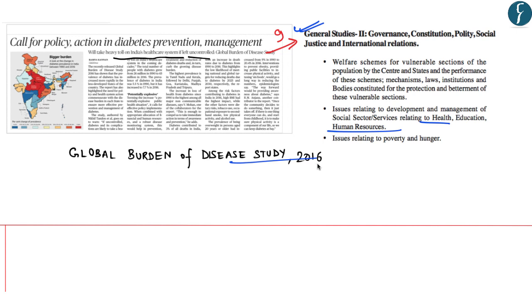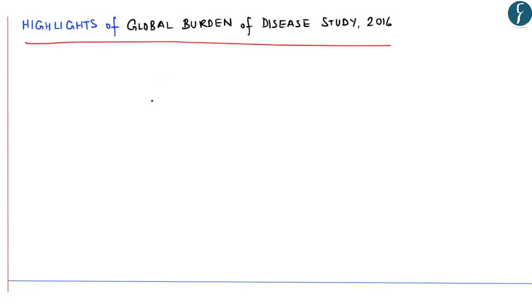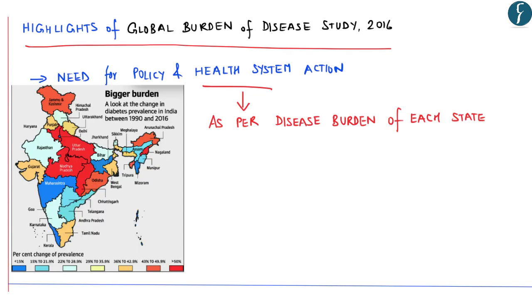So in this particular news, Global Burden of Disease Study 2016 has shown that prevalence of diabetes has increased more rapidly in India, especially in the less developed states of India. The report highlights a need for policy and health system action. And this need for policy and health system action must be as per the disease burden of each state. Now this map talks about a change in diabetes prevalence in India between 1990 and 2016.